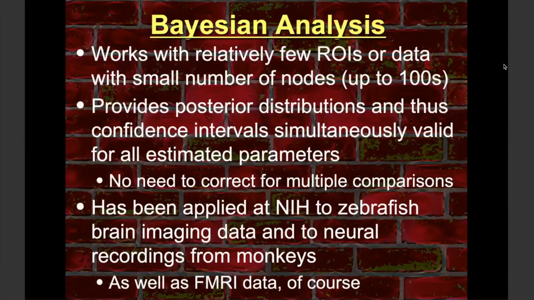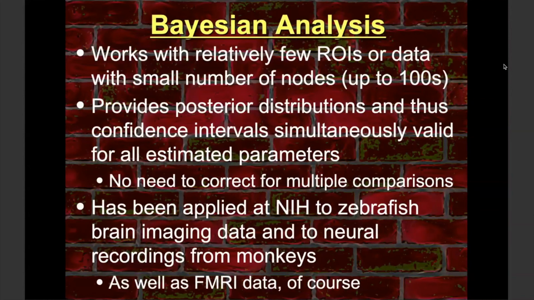And another approach, which is relatively newer, the multivariate stuff goes back now 3 or 4 years, ancient history, is a Bayesian analysis. This is very computationally intensive. So you can't work on every voxel in the brain, but you can work on hundreds of ROIs, or if you have ECOG data, then hundreds of nodes.